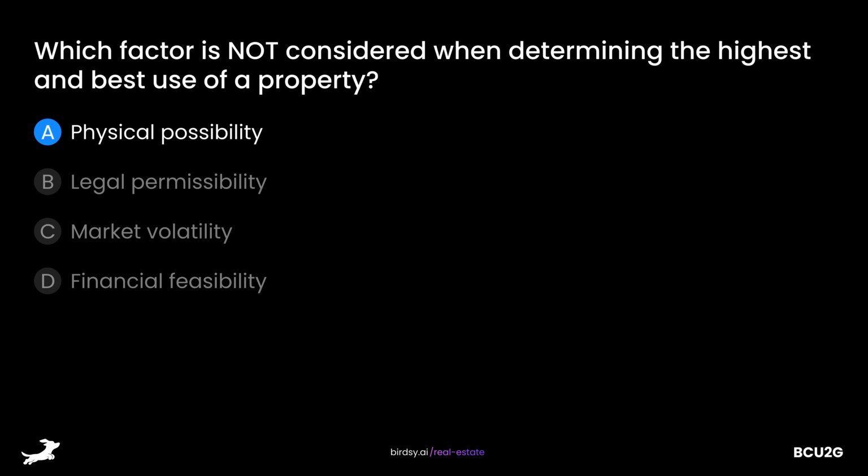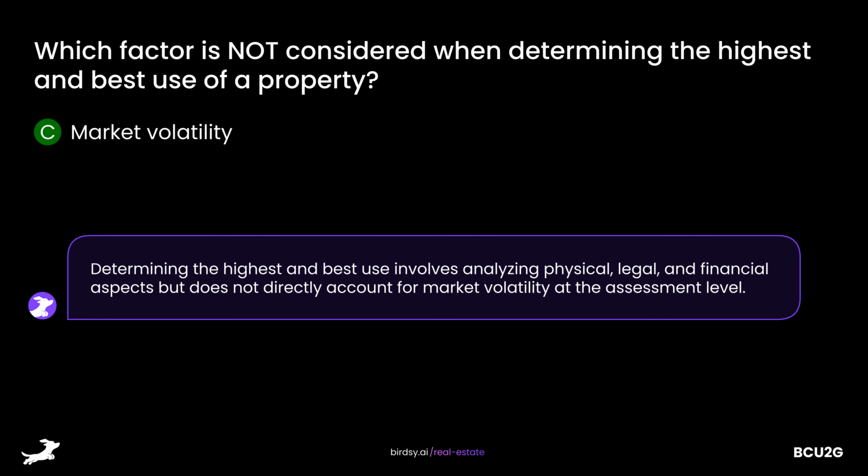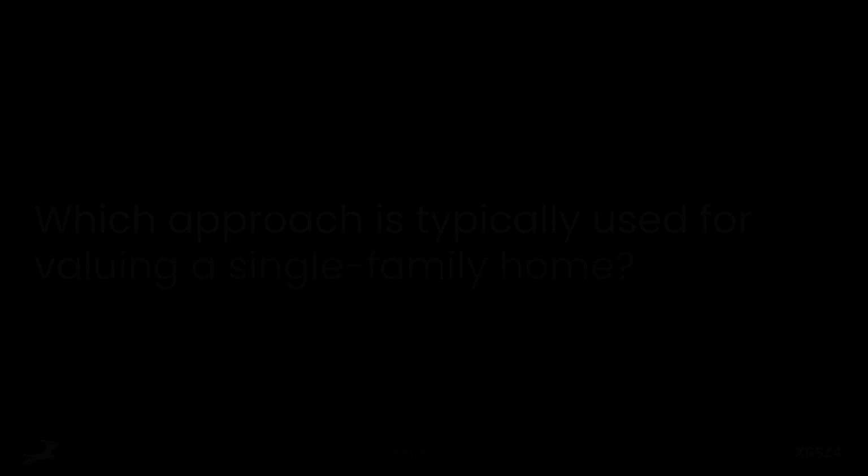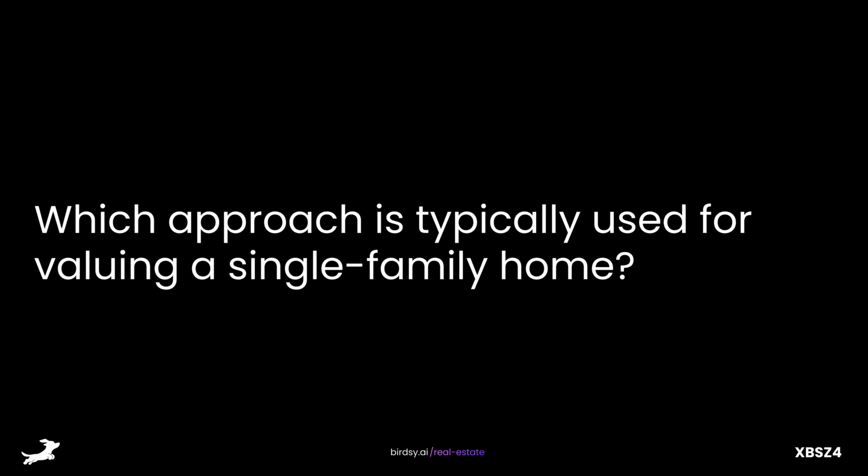Is it A, physical possibility, B, legal permissibility, C, market volatility, or D, financial feasibility? The answer is C, market volatility. Determining the highest and best use involves analyzing physical, legal, and financial aspects, but does not directly account for market volatility at the assessment level. Which approach is typically used for valuing a single-family home?